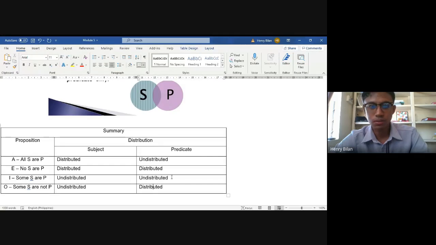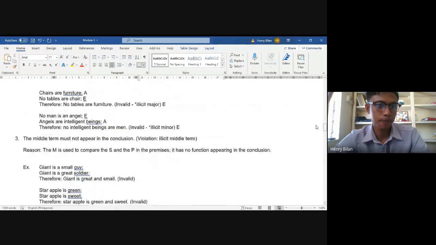So you might need to take a screenshot of this or a picture or write it down. You have to memorize that one. So if you memorize this in order, AEIO, it follows DDUU and then UDUD para hindi nyo makalimutan. AEIO, DDUU, UDUD. So balikan natin yung rule number 2 na yon.